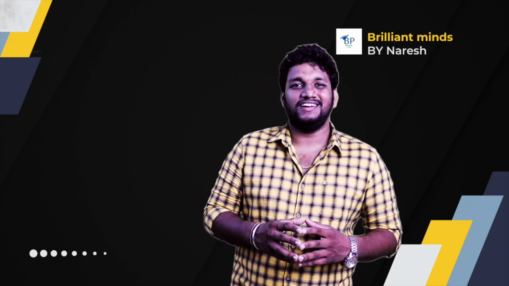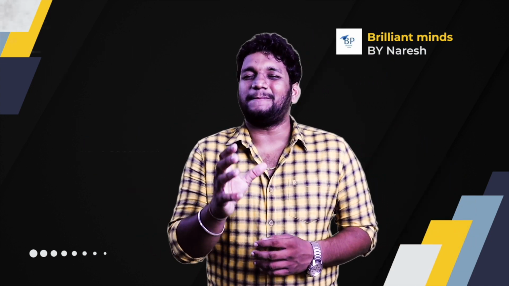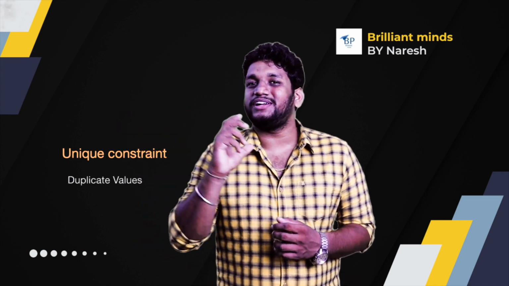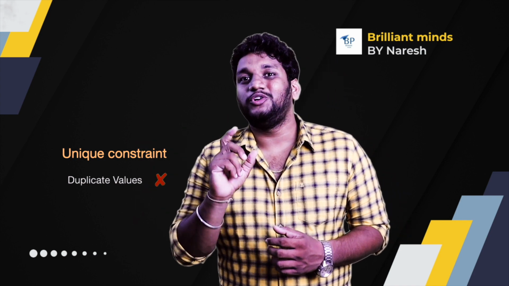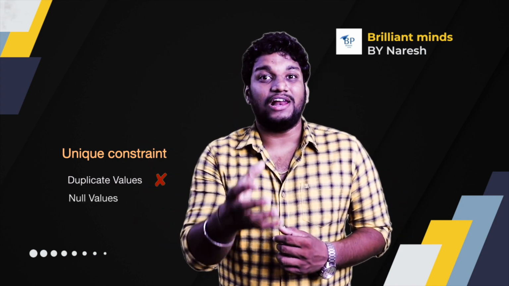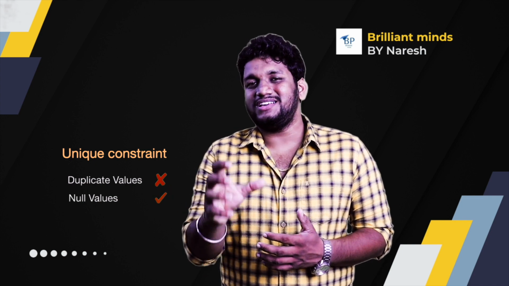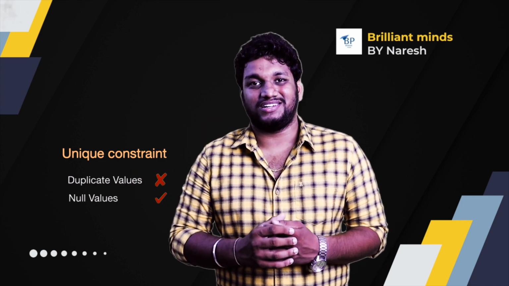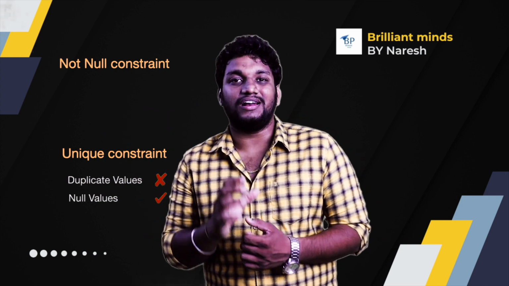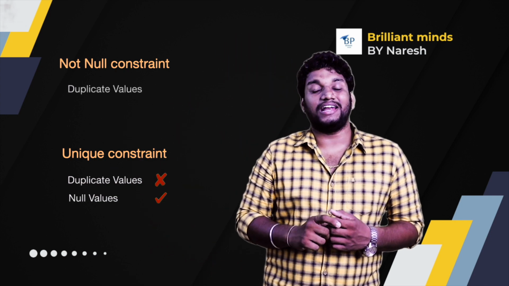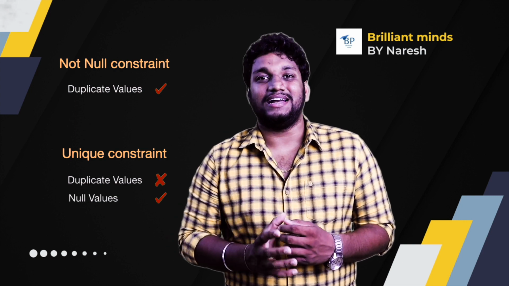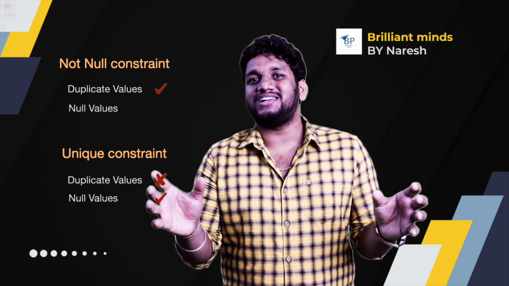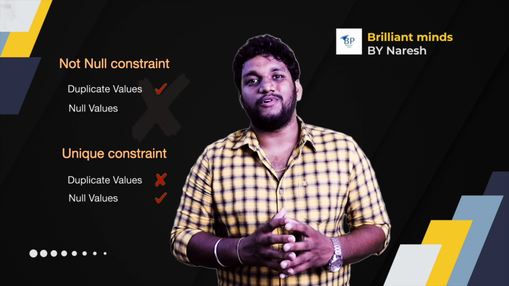Here if you see, not null constraint is completely opposite to unique constraint. What are the rules for unique constraint? Unique constraint will not allow the duplicate values, but it will allow the null values. These are the rules for unique constraint. Now what are the rules for not null constraint? Not null constraint will allow the duplicate values, but it will not allow the null values. These both constraints are completely opposite.